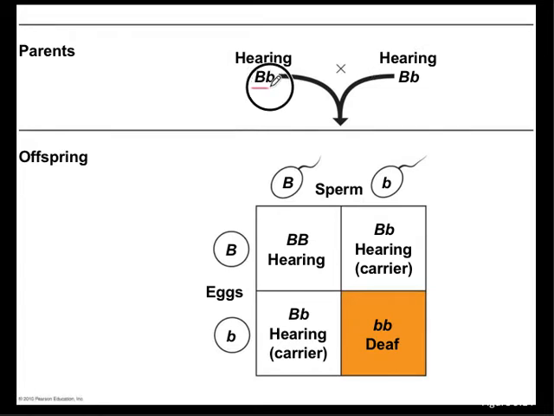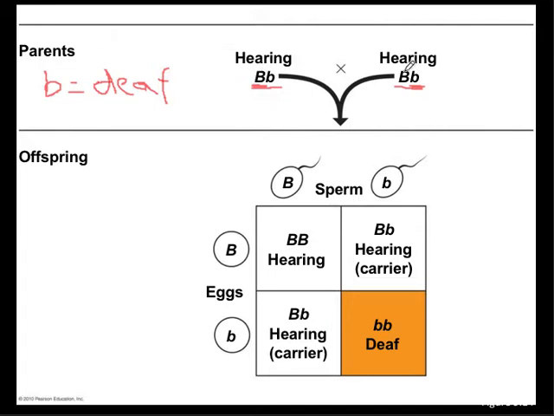However, they are heterozygous, meaning that they have a dominant allele and a recessive allele. Dominant and recessive. The lowercase allele, the recessive allele, means deafness. But the uppercase allele means that you can hear just fine. So both of these parents can hear just fine, but they are also carrying the recessive hidden deafness allele.